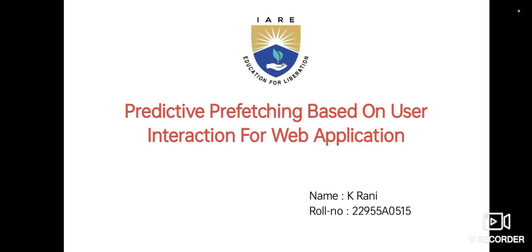Today I am going to give a presentation on predictive prefetching based on user interaction for web applications. Normally, predictive prefetching is, for example, when we write a keyword on the keyboard, it predicts that we are going to write this keyword and gives us a suggestion. That is a simple example of predictive prefetching, and in web applications we are going to use it. So what are the benefits and how is it used? Let's see in detail.